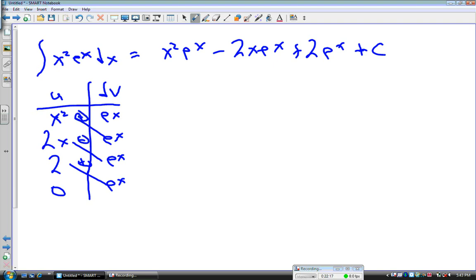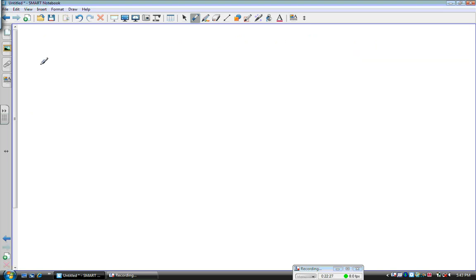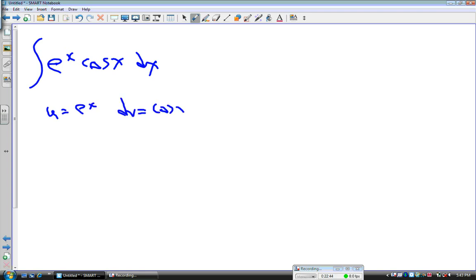Here's another thing that's a little weird. Let's try this. What if I wanted to integrate e to the x cosine x? All right, so LIATE. Trig is the last choice, so I'll take exponential for u. And dv is all the rest. And du is e to the x dx. And v is sine x, right?